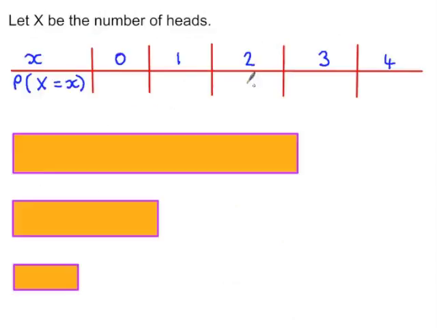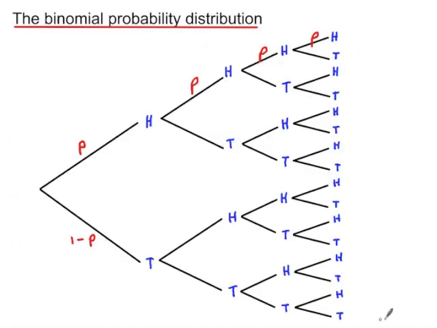So if we define x to be the number of heads when we flip a coin 4 times, then x can be 0, 1, 2, 3 or 4. The probability of throwing 0 heads means we're throwing tail, tail, tail, tail, and we're going to multiply along the branches. So back to the tree diagram, tail, tail, tail, tail would be 0.5 times 0.5 times 0.5 times 0.5.